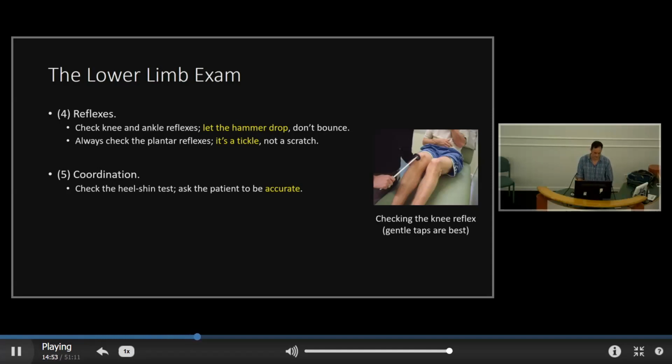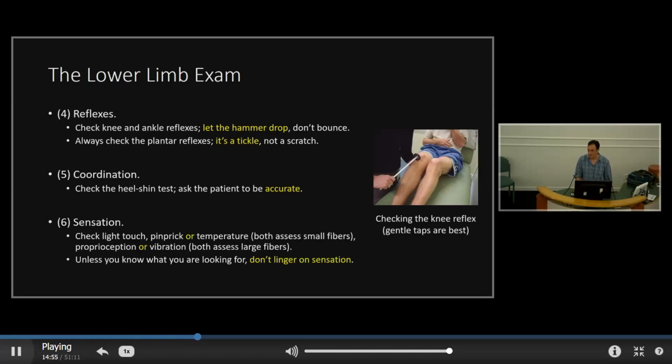Sensation I leave to the end. So there's 6 steps to the lower limb exam. Same with the upper limb exam. Sensation I leave to the end for a very good reason. Don't put too much credence in your sensory findings, unless they're very strong, because it can often mislead you. A patient might say, oh, that one feels a little lighter, and then that one feels a little more, and it can make things very difficult.